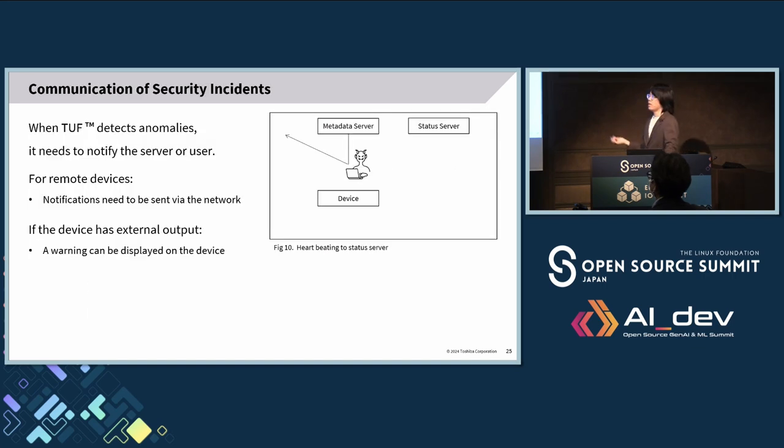Okay, I'm digressing, but I'll talk about when TUF detects anomalies, it's important to notify the server or user. For remote devices, notification needs to be sent via the network. If the device has an external output, for example an LED or display, a warning can be displayed directly on the device.